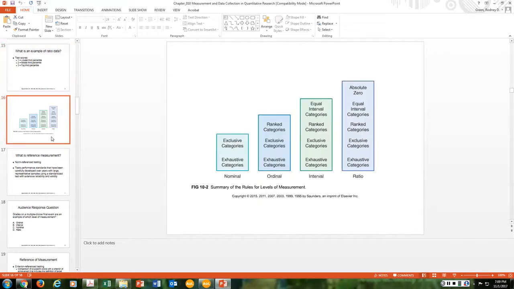This is a little summary of the rules for level of measurement. So nominal data has exclusive categories and exhaustive categories. Ordinal data has the same two in addition to ranked categories. Interval data has these three. In addition, it has equal interval categories. And ratio data has 1, 2, 3, 4, and in addition it has an absolute 0. Okay? That's why it's considered a hierarchy. One is higher than the other.